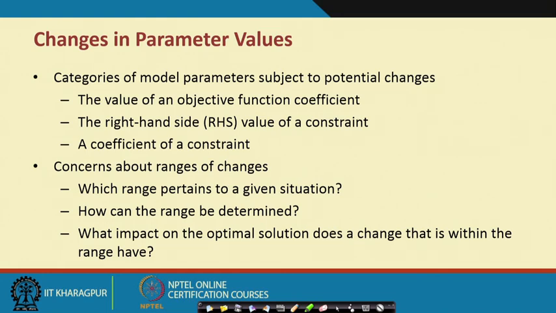Again, on the resource side, it may be changed with respect to availability. Let us say today the labor hour availability is 100 hours. So, with respect to future requirement, the 100 hours may increase by 10%, 20%, 30%.